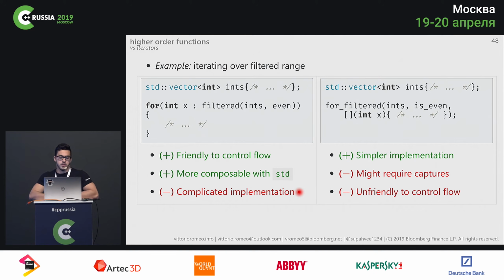However, the implementation is fairly complicated. On the other hand, if we use some sort of for-filtered higher order function where we provide a range, a predicate, and a lambda to execute on every element that does match the predicate, then we can achieve the same result by providing our logic in the body. The implementation is going to be way, way simpler. However, again, we have the problem of requiring captures and being unfriendly to control flow, like return, break, and continue.